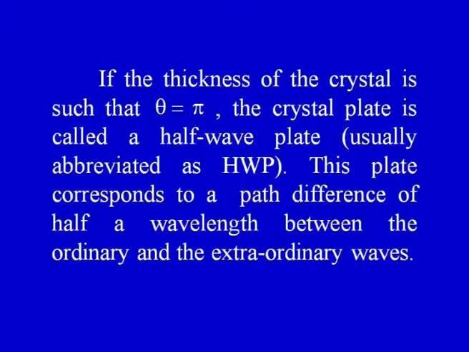Similarly, if the thickness of the crystal is such that theta equals pi, the crystal plate is called a half wave plate, usually abbreviated as HWP. This plate corresponds to a path difference of half a wavelength, that is lambda by 2, between the ordinary and the extraordinary waves. Let us consider in detail the working of a quarter wave plate.